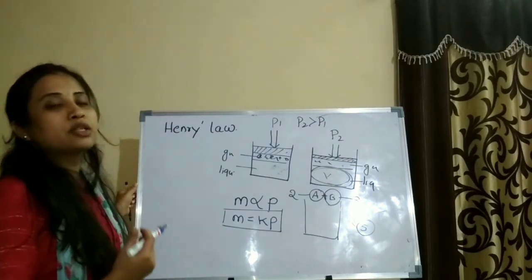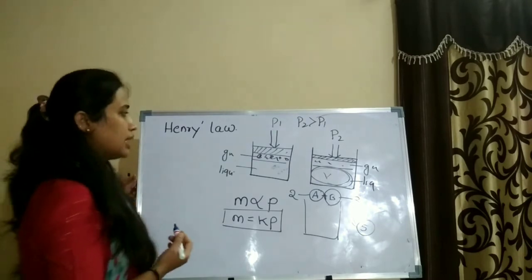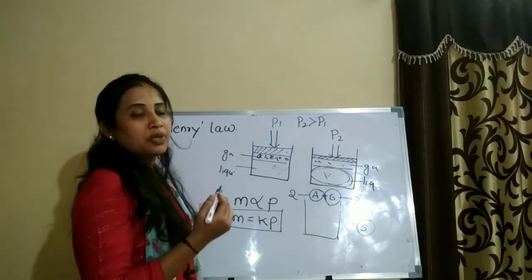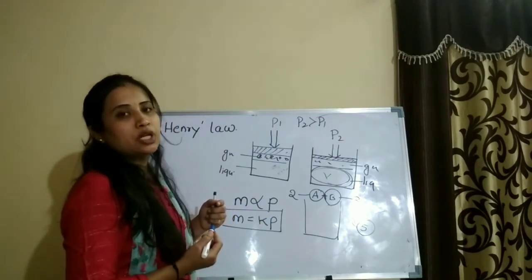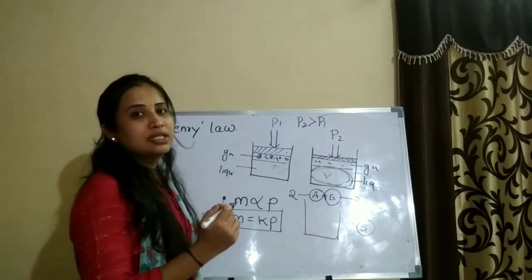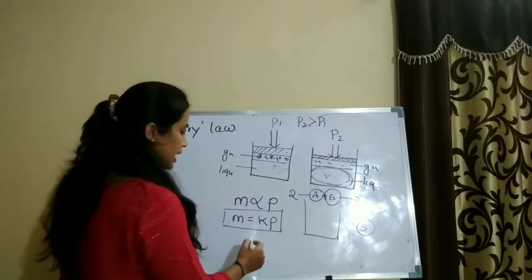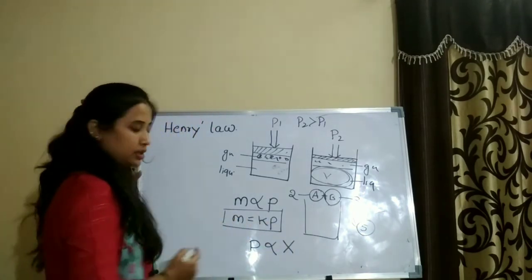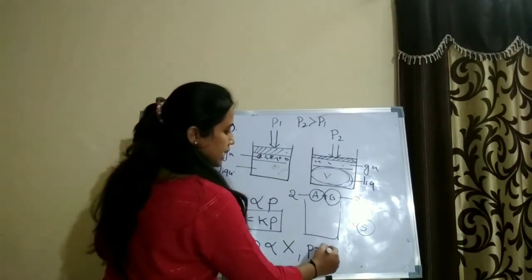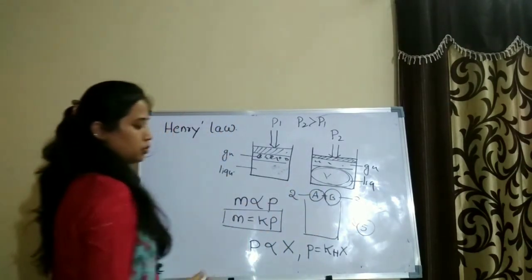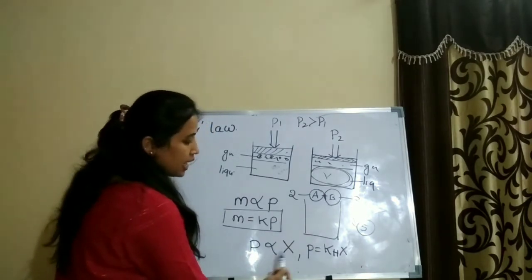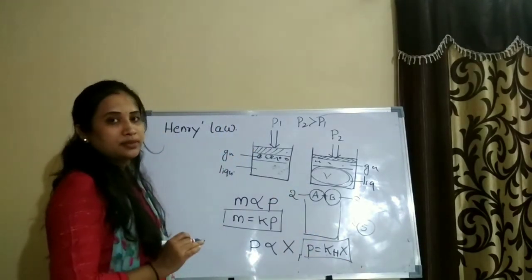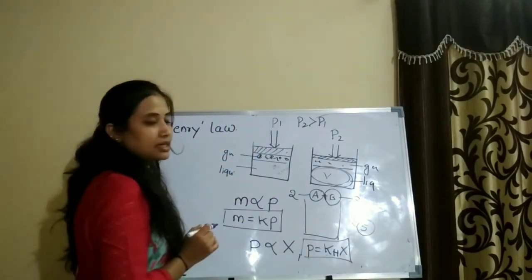Okay, so Henry's law can also be explained in this form, that is, at a given temperature, the partial pressure of a gas is directly proportional to the mole fraction of a solute. The partial pressure of a gas is directly proportional to the mole fraction of the solute, that is P is equal to KH into X. Okay, by removing the proportionality, I have put here KH. KH is nothing but what? Henry's constant.